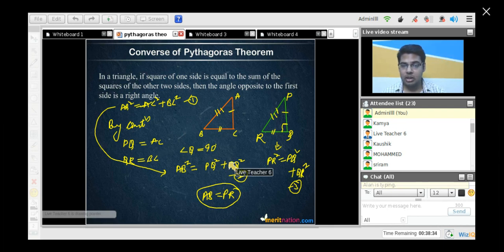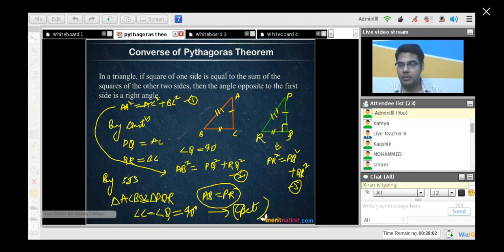So friends, by SSS, can I say both these two triangles are congruent? That is because two sides are same by construction and one side we have proved as equal. Right? So we can say that triangle ACB is congruent to triangle PQR. Now by CPCT we can say angle C equal to angle Q, and we know that angle Q is 90 degrees. Right? So is it proved or not? Yes, friends. So the converse is also proved.